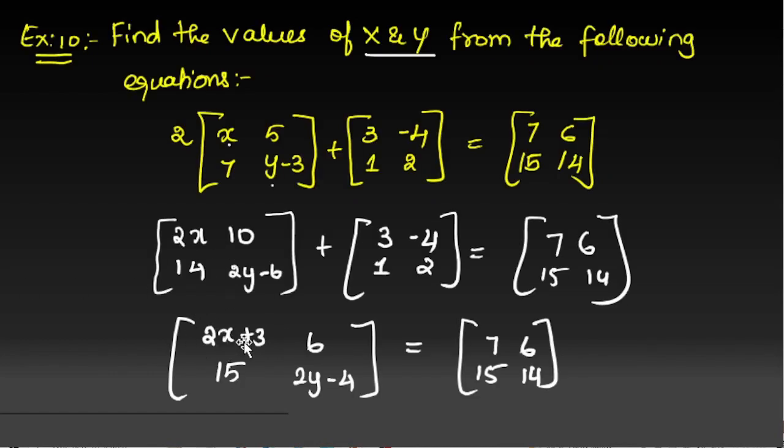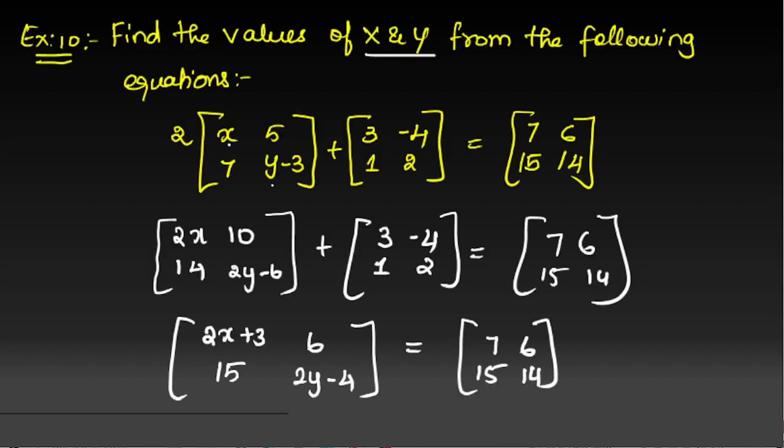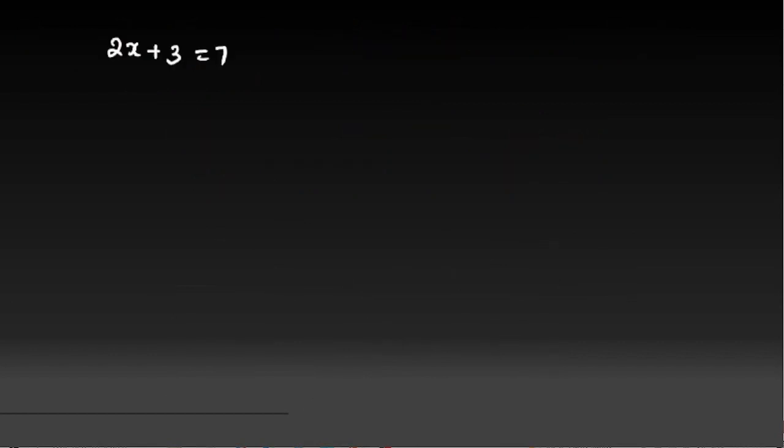Okay. So first what you will get? You will get 2x plus 3 equal to 7. First you will get 2x plus 3 equal to 7. Next what you can say? 15 15 are equal, 6 6 are equal, then 2y minus 4 equal to 14. 2y minus 4 equal to 14.